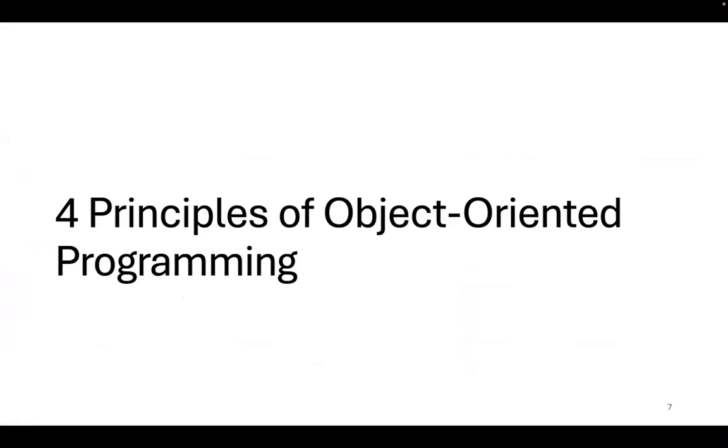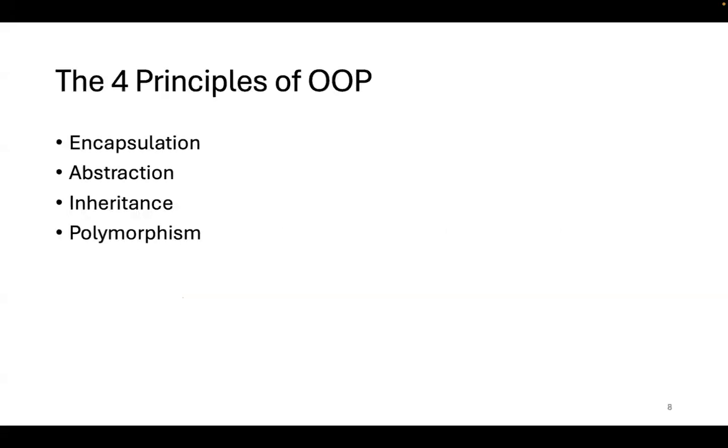Okay, so we need to talk about the principles of object-oriented programming. Object-oriented programming is a style of how we write code, and it helps us do 4 things. Those 4 things are encapsulation, abstraction, inheritance, and polymorphism. Those are all super big words. What do they mean?